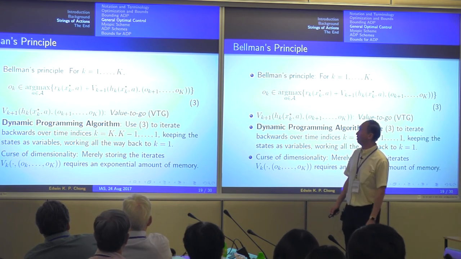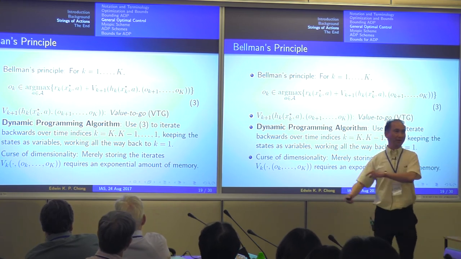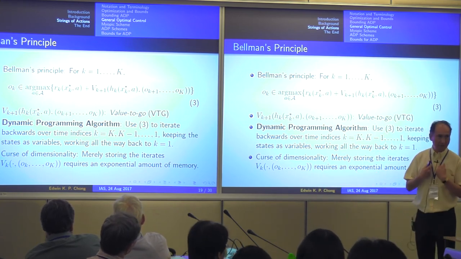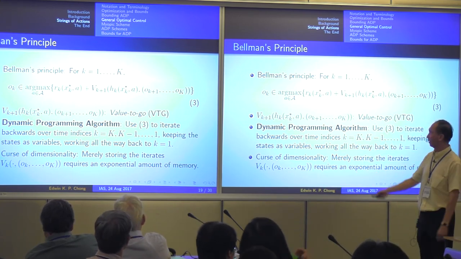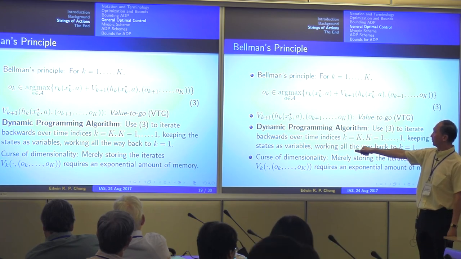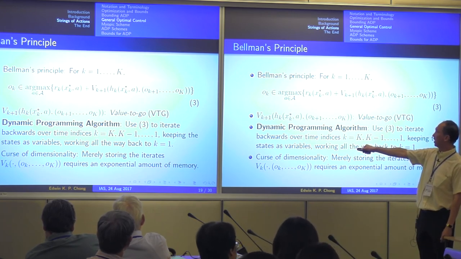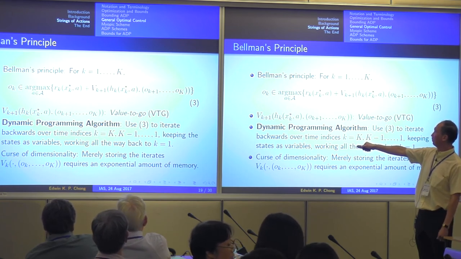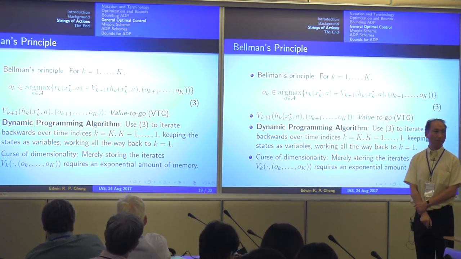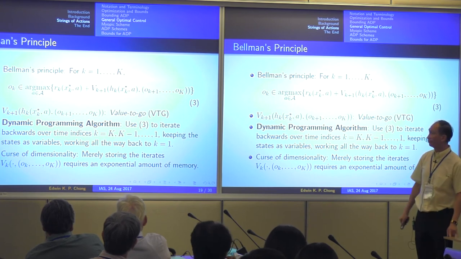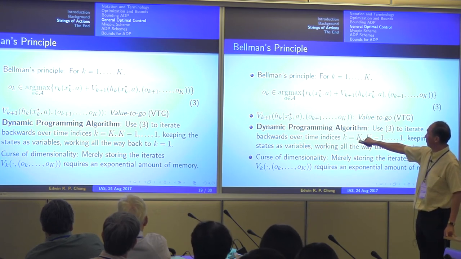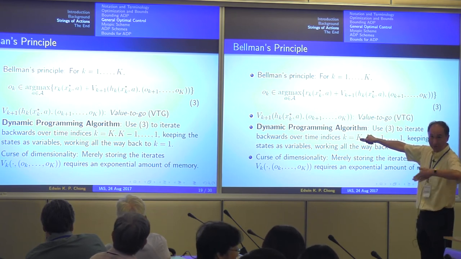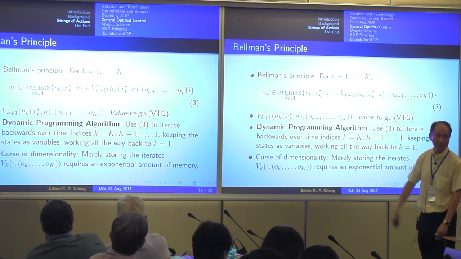Now, if you write Bellman's principle using my notation, this is it. The optimal action at time k is in the argmax of this thing: one-step reward plus reward to go. But of course the reward to go involves the optimal string for the remainder of the horizon and the optimal state sequence.